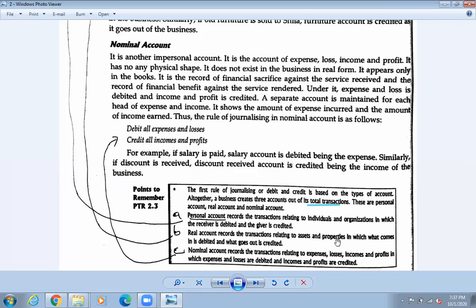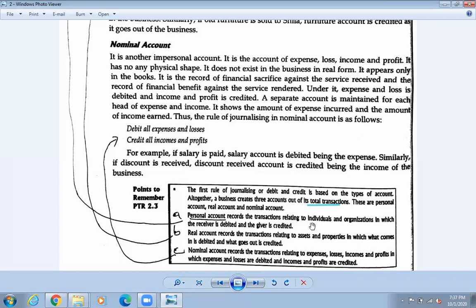Real account means your property. You may be having a car, a laptop, buildings. These are all real accounts, your real properties, and that is termed as real account. You may be having the laptop, the mobile phone, the gold, cash. They are all real accounts. Properties are the assets, so they are the real account.